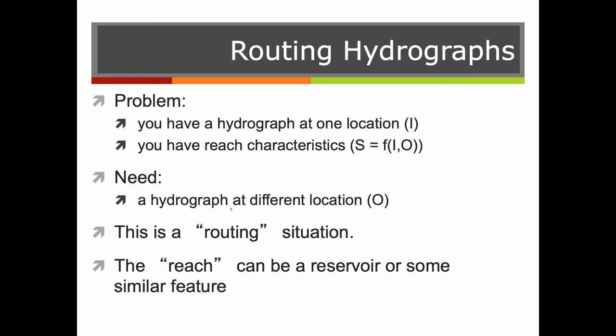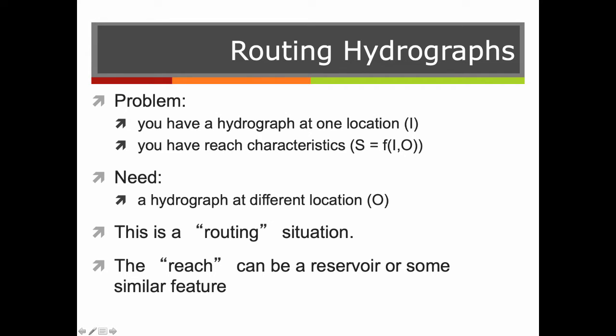Imagine you have a hydrograph at one location. We'll call that the inflow location. You have some understanding of the reach characteristics, so geometry and frictional understanding, so that we know that the storage in a reach or a hydrologic element is some function of the inflow and the outflow. And what we want to know is what the hydrograph looks like at the outflow. If those conditions are met in your questioning context, then you have what's called a routing situation.